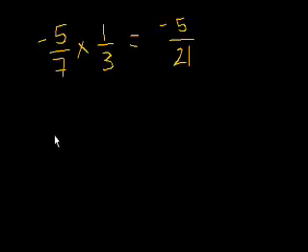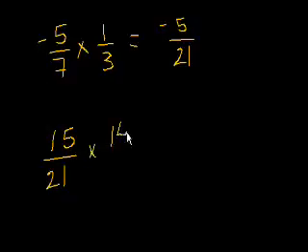Let's say if I had 15, and here I think you'll see why that trick is useful, over 21 times 14 over 5. Well, clearly if we multiply this out, we end up with pretty big numbers. I think it's 210 over 105, and then you have to reduce those. And it becomes a big mess.